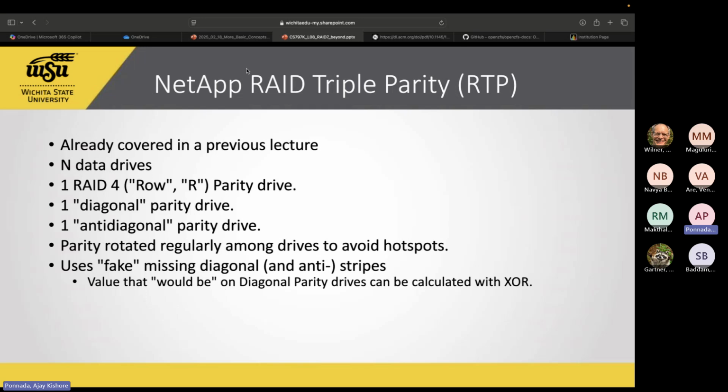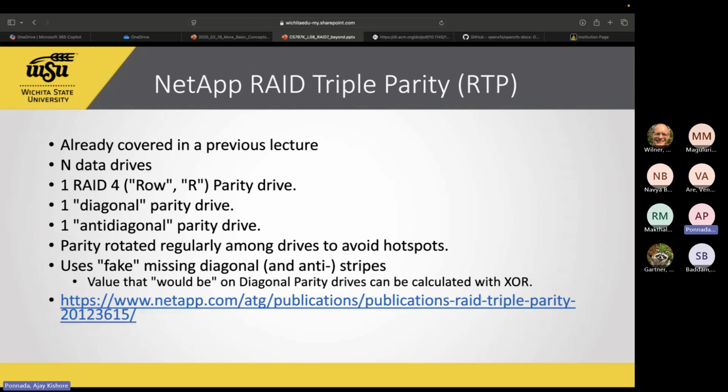So as we discussed earlier, if we have diagonal stripes, sometimes we need to extend the row to make fit another diagonal stripe. So values that are read on diagonal parity could be calculated using XOR. So NetApp used missing diagonal stripes. I mean, fake missing diagonal stripes to make it work. So it's not actually really fake drives or really fake data, but you will see now.